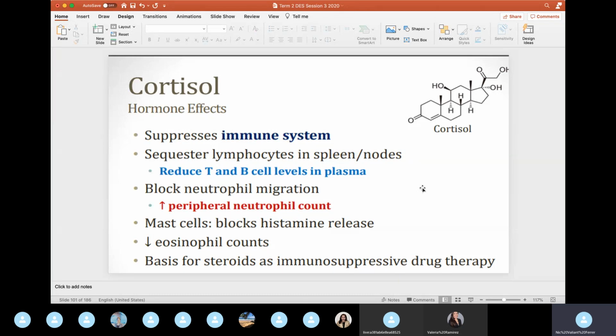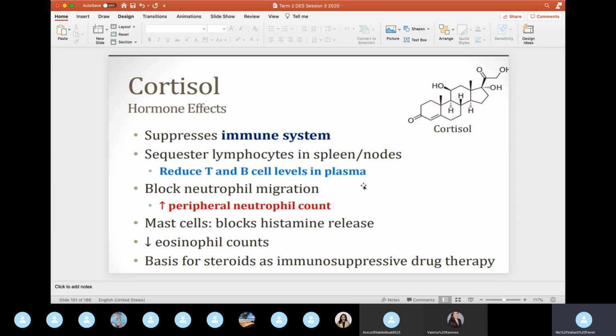So remember from term 1, remember the chemotaxis, the integrins, the ICAMs. So it blocks neutrophil migration. So you can increase the peripheral neutrophil count in the blood. You can also see a decrease in eosinophils with cortisol. And of course, it blocks histamine release from your mast cells.